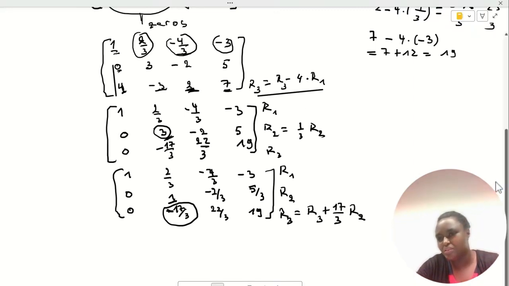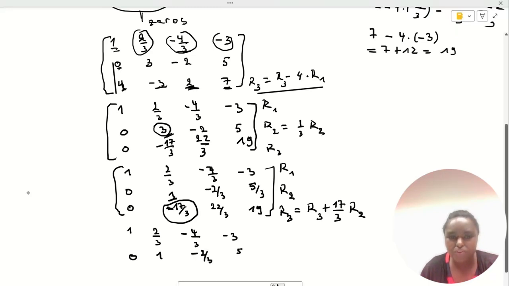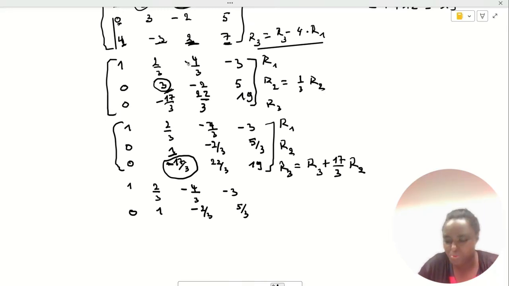If we do so, what do we get? The first row is fixed, so the first row is 1, 2 over 3 and minus 4 over 3 and minus 3, and the second row is 0 and 1 and minus 2 over 3 and 5 over 3, but the third row is changed. And we are going to transform it using this transformation. Then this will be equal to 0 and this will be equal to 0, but the next one will be equal to 22 over 3 plus 17 over 3 times R2, that case that is minus 2 over 3.